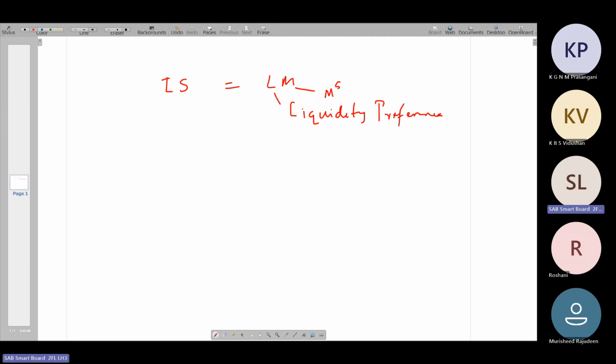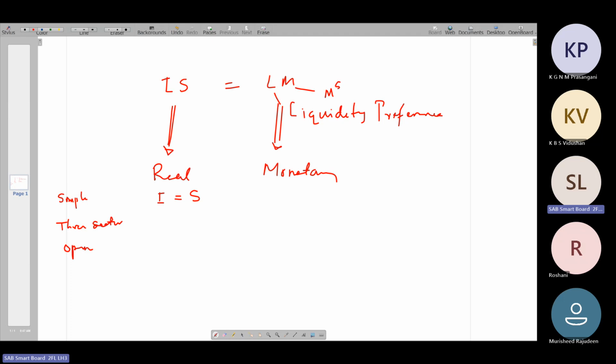Now we know that the IS curve is the real sector, and this is the monetary sector. Now in the real sector, we can identify it in this way: the simple economy, the real sector, the open economy, as we explained in the Keynesian theory. In the simple economy, real sector equilibrium occurs when I equals S, investment equals savings.